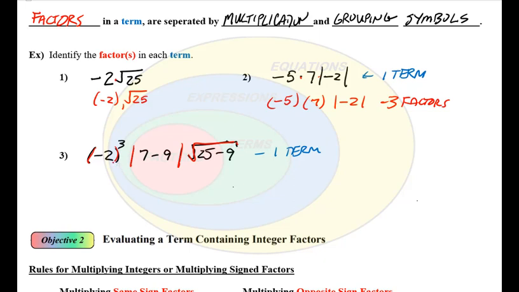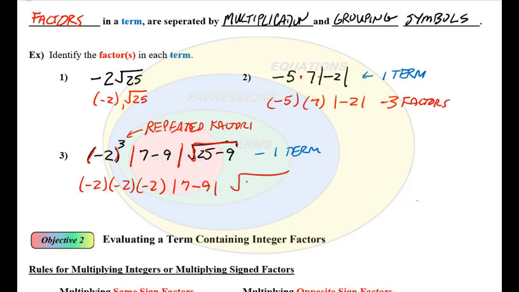and -2 cubed, now the 3 is repeated factors, right? So I could list this as 3 factors of -2. Then I have the absolute value as one of the factors, and then the square root as the other factor. So I actually have 5 factors in this one. So I have to be careful with the exponents.